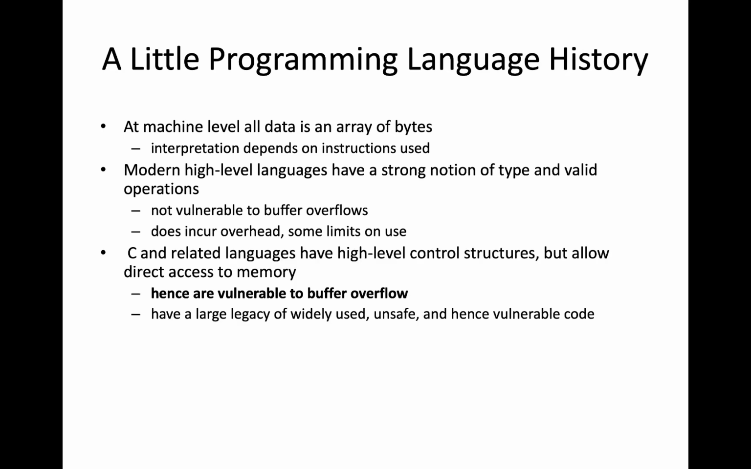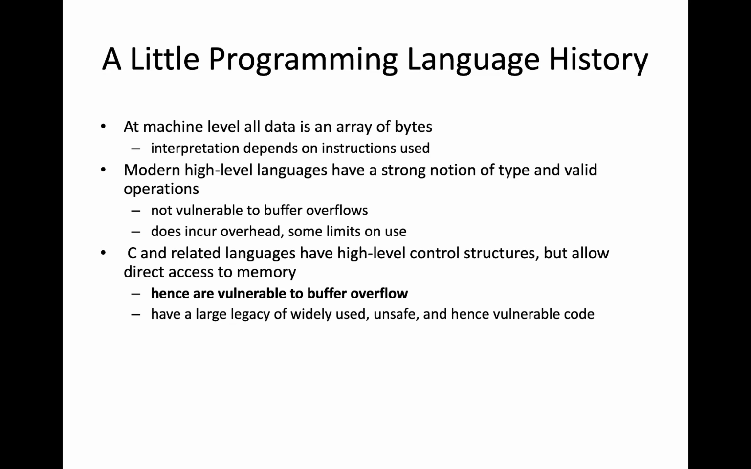So that's why C and related languages that are lower level have these high level control structures that allow you to have direct access to memory. And this is why they're vulnerable to these buffer overflows. But at the same time, they do have a large legacy use because in embedded systems, sometimes you do need to have precise memory access and real-time constraints for your system, and you have to have deterministic behavior.